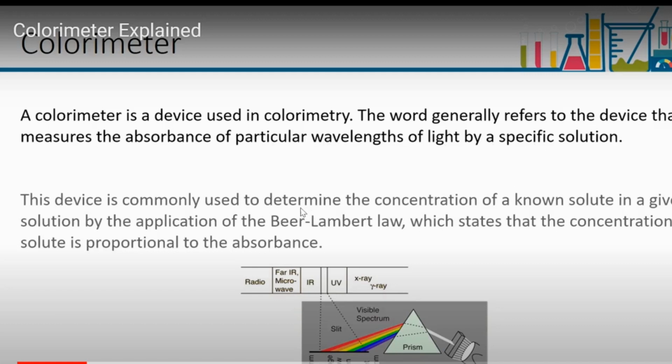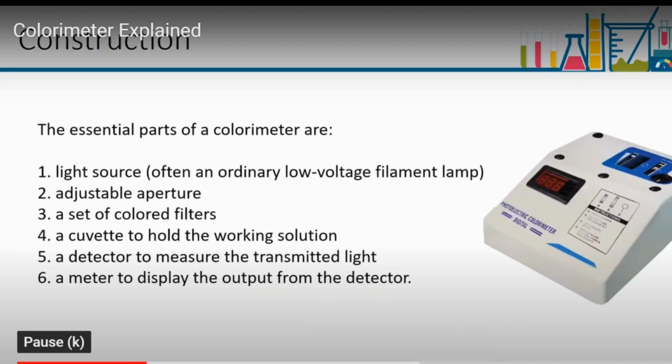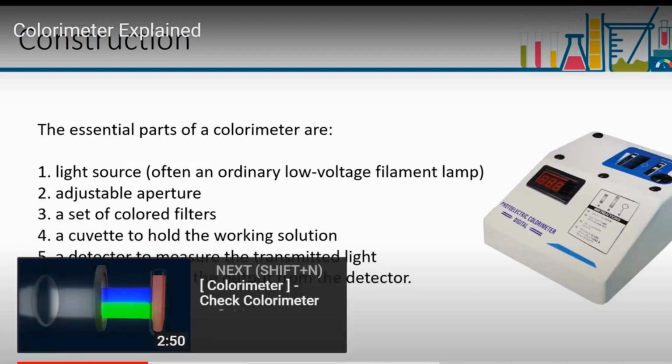And it works mainly depending on the Beer-Lambert law. This device is commonly used to determine the concentration of a known solute in a given solution by the application of the Beer-Lambert law, which states that the concentration of a solute is proportional to the absorbance. The essential parts of a colorimeter are shown in the picture of a colorimeter.